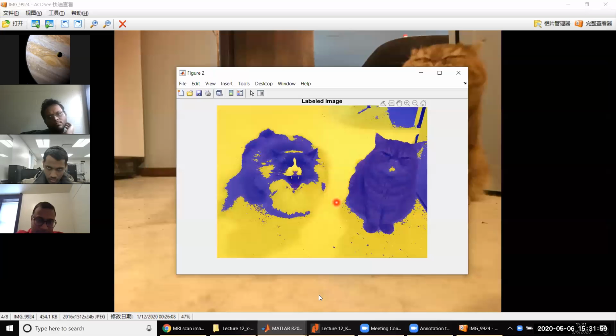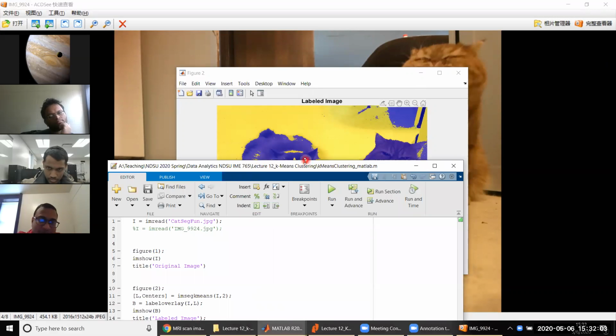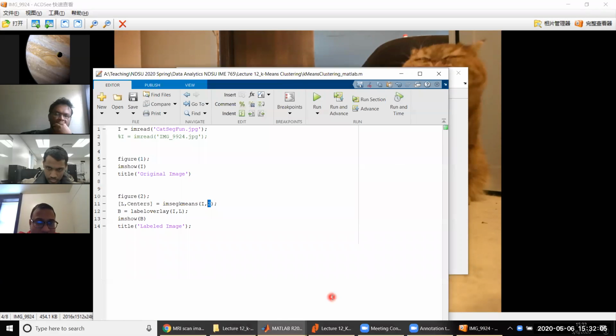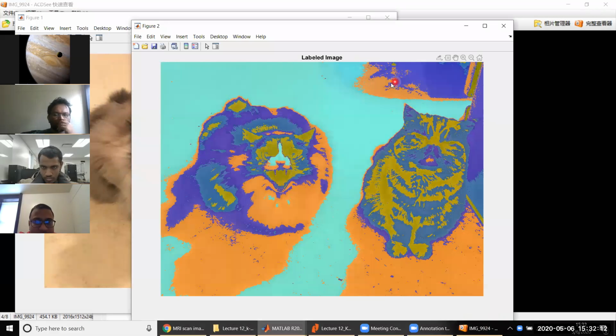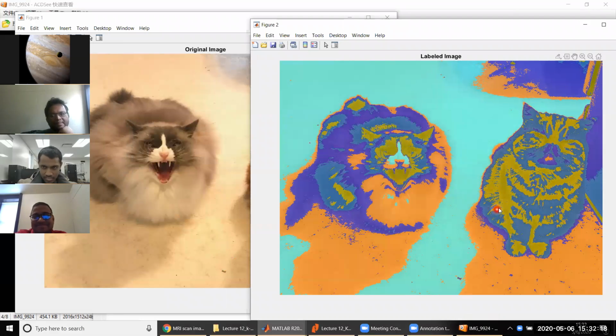See it? Okay, now let's see what if I have more clusters. What's gonna happen? For example, let me make it, let's say, 5. Five-means clustering. Oh, great, my cats become tigers. Did you see? Anyway, so this is the five-means clustering. It becomes like this.